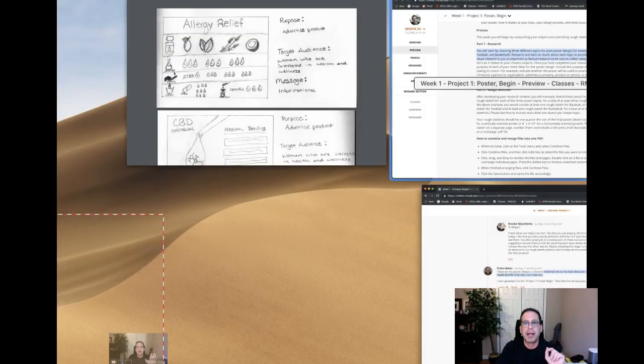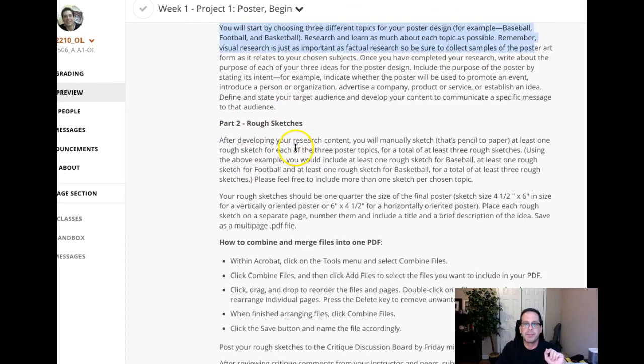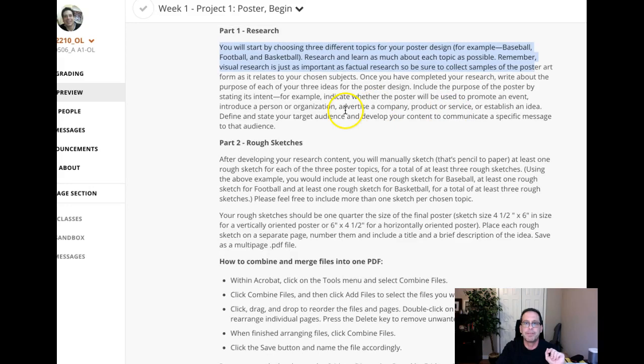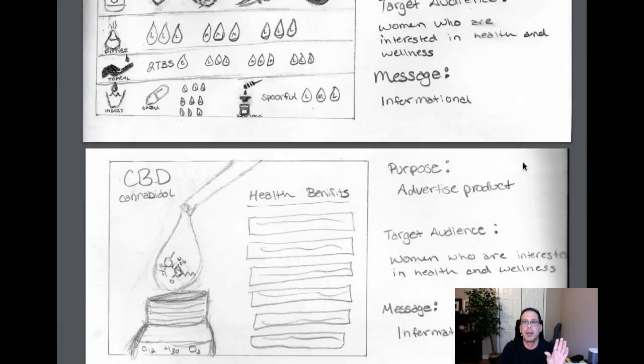But the other thing I want to mention is if we jump over to the rough sketches area and the research portion, I want to draw your attention to the last sentence here in the research, and that's define and state your target audience and develop your content to communicate a specific message to that audience. Okay, the reason I bring that up is because right now you have targeted your audience, but you're saying women who are interested in health and wellness.